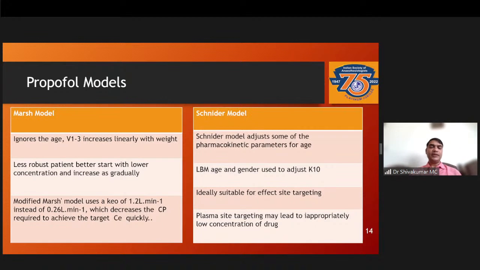If you are using a Marsh model, I don't commonly use the Marsh model in adults. Only in a few cases do I use the Marsh model. Regularly I use the effect-site targeting Schnider model.